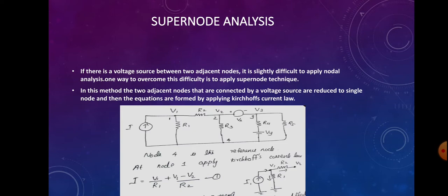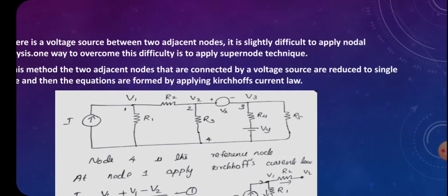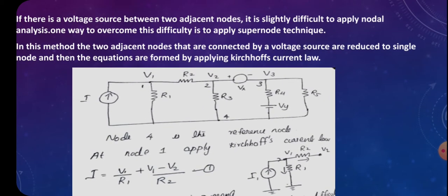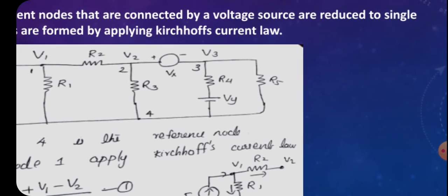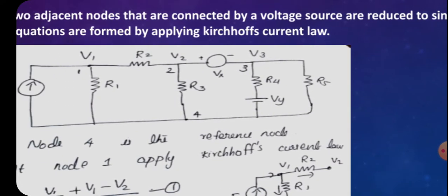Here is the example. I have given a circuit containing a current source I, resistors R1, R2, R3, R4, R5, and voltage sources Vy and Vx. Vx is connected between node 2 and node 3. Nodes 1, 2, 3 are nodes, and the fourth node is the reference node. Since voltage source Vx is connected between two adjacent nodes, node analysis will be very difficult, so we have to use supernode analysis.